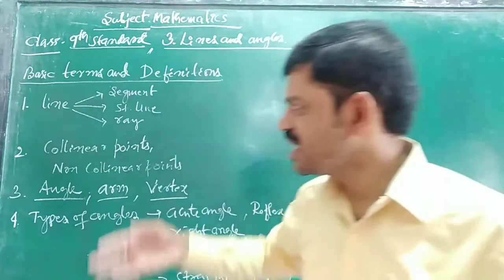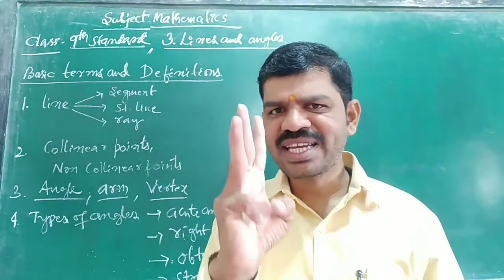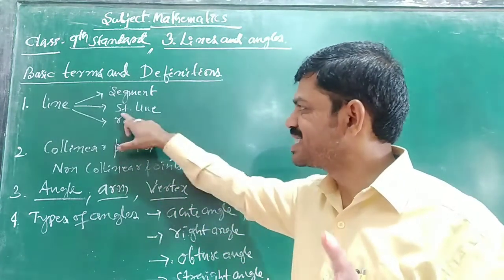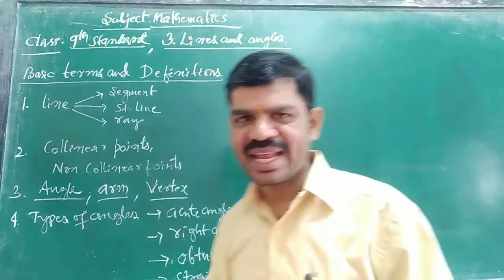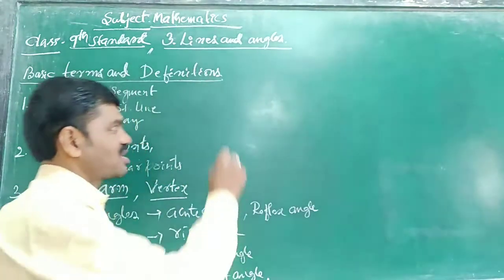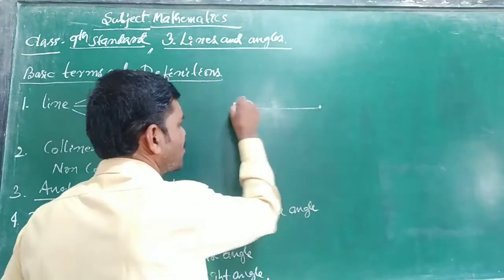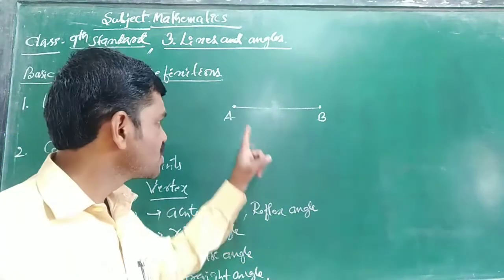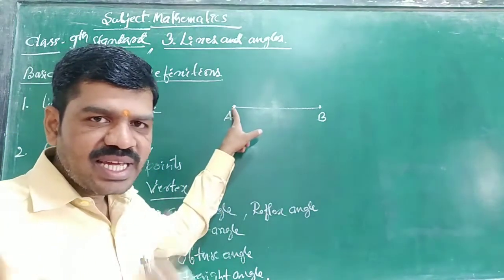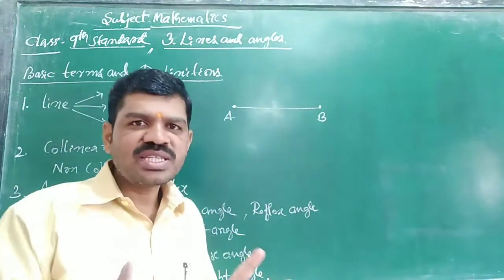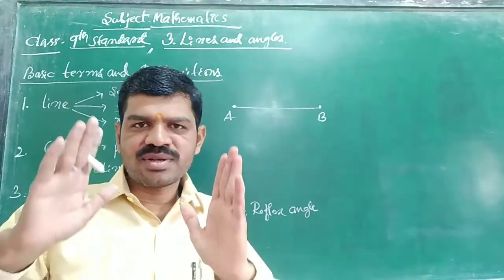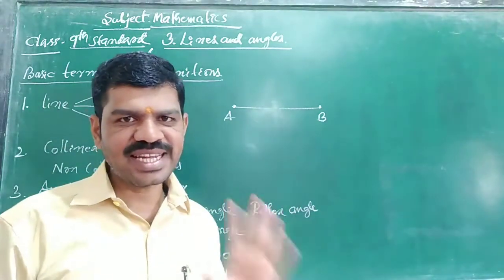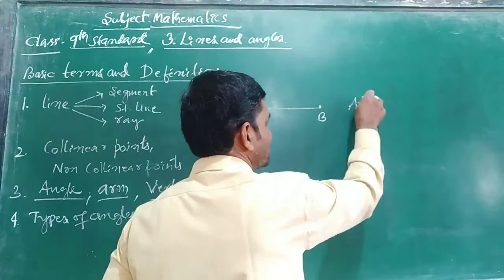That's it. Okay, see, in line we see three types of lines: line segment, straight line, and ray. Line segment in the sense what? See here, we have a line AB. At the point A and at the point B, there are 2 points. There are only 2 points. In between the 2 points, there is a line. This is a line segment. We write this line segment as this.